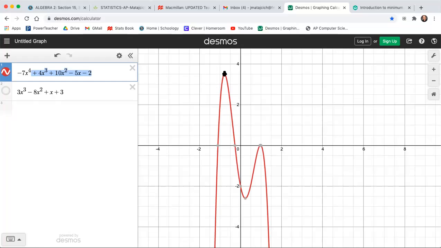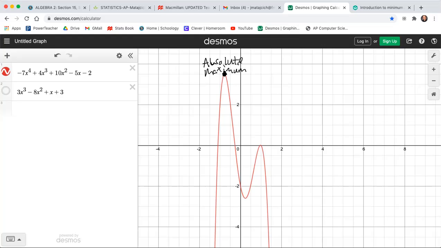So this point, it looks like it's at around -1, maybe 3.5 or so. I can click on it to get the actual location. -0.78, and then the y value is 3.495. So our function never actually goes above this point, which means it's an absolute maximum. This is an absolute maximum value.